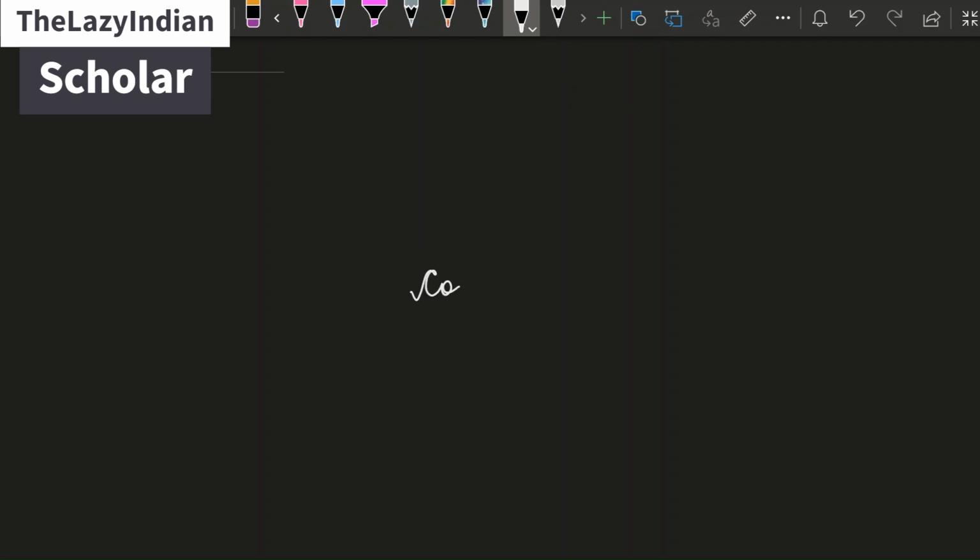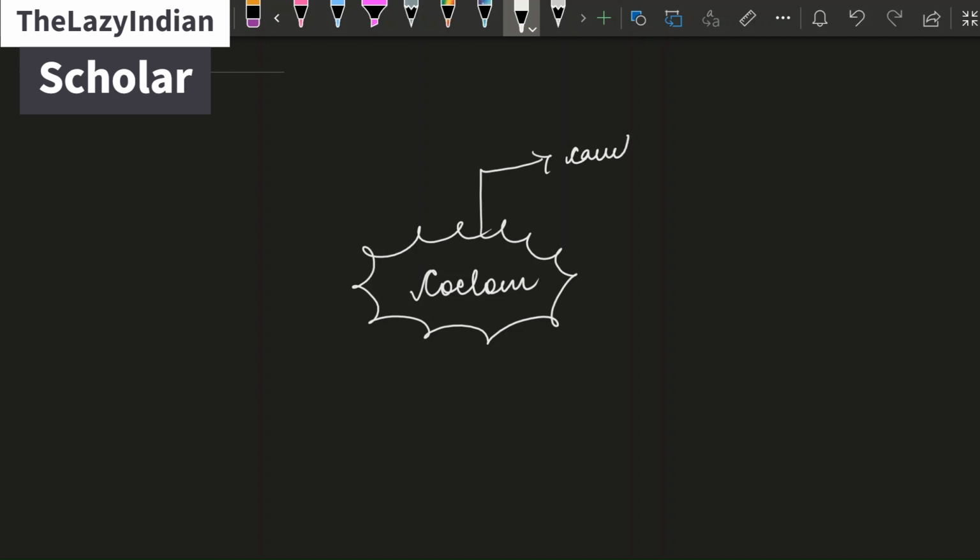So today let's take the topic coelom. Now let's see, what is this coelom? Coelom is a Greek word which means cavity. And this cavity is filled with a fluid. So therefore it is known as fluid-filled cavity.